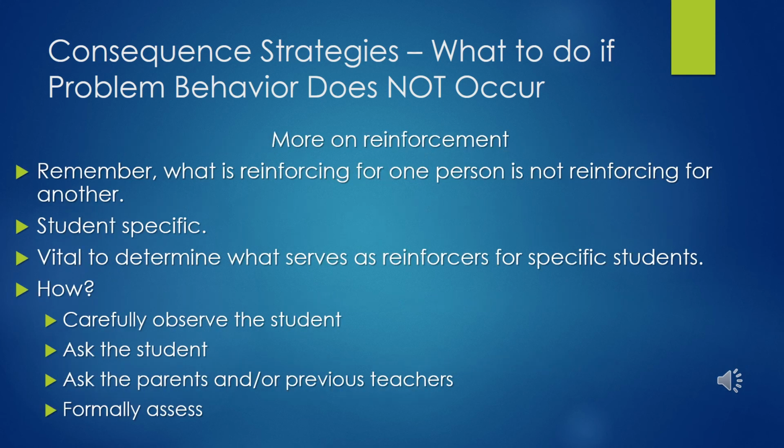So still talking about consequence strategies, what to do if problem behavior does not occur. We're still focusing on reinforcement. Important reminders: what is reinforcing for one person is not reinforcing for another. It is very student specific. It's vital to determine what serves as reinforcers for specific students. And keep in mind, as we talked about in previous presentations, that this may change over time. So what works for a student in the morning may be totally different than what works in the afternoon. So it may change day to day or even within the same day. So we have to be very aware of that.